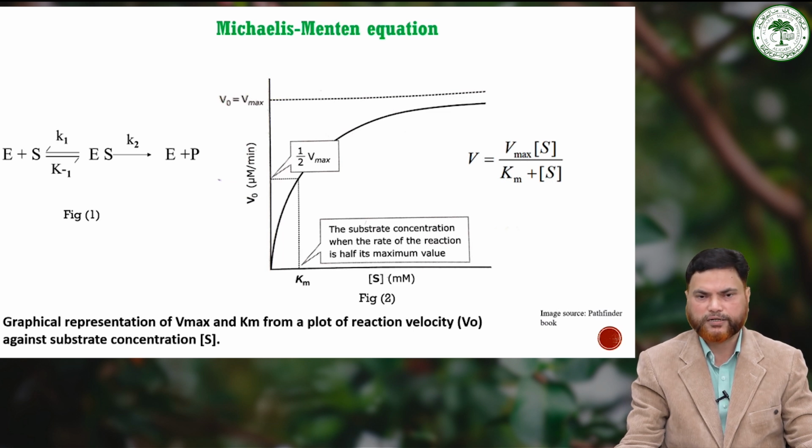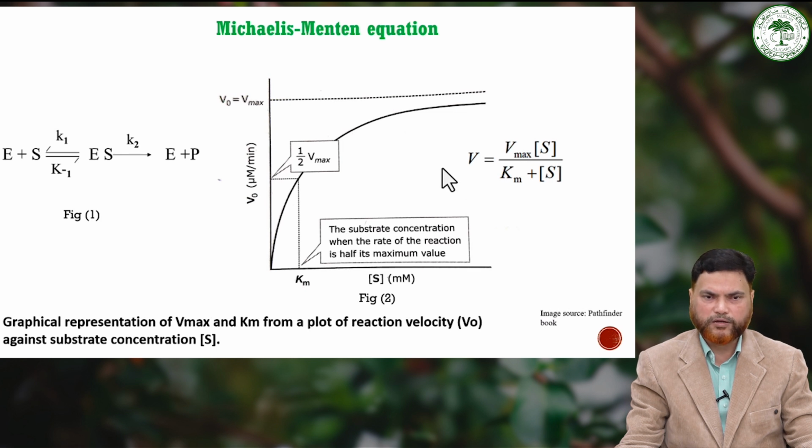Now, what is the Michaelis-Menten equation? It is a handy mathematical formula to explain how enzymes, substrate and reaction speeds are related together. In this equation, V0 is equal to Vmax times the concentration of substrate divided by the Michaelis-Menten constant plus the concentration of substrate.